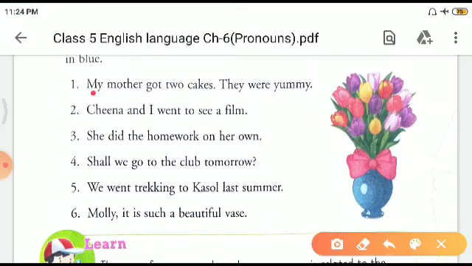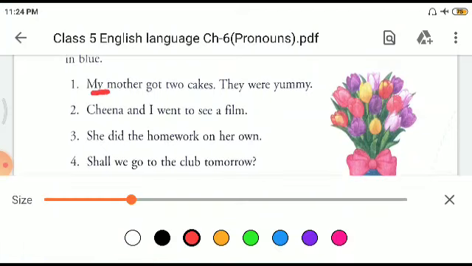First is, my mother got two cakes. They were yummy. Here, they is used for the cakes, so we will be underlining they with blue. Next, China and I went to see a film. Here I is used for singular, so I will be underlining it with red. She did the homework on her own. So she is singular and then her is also singular.